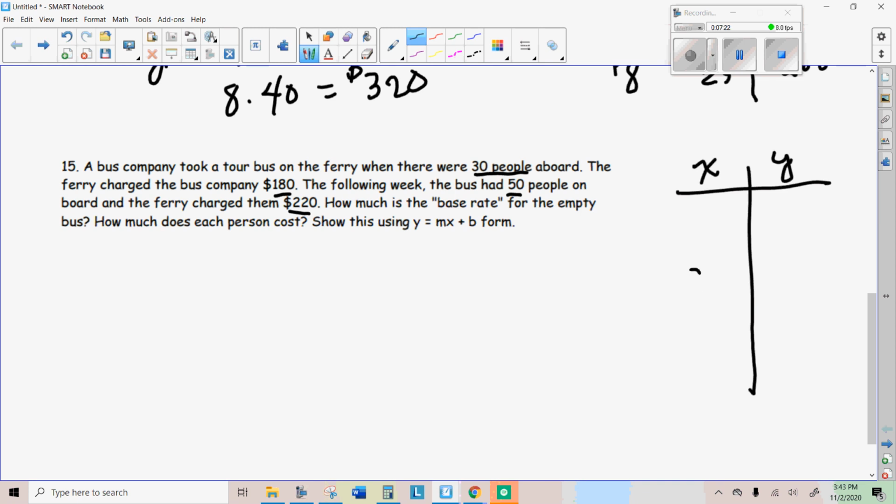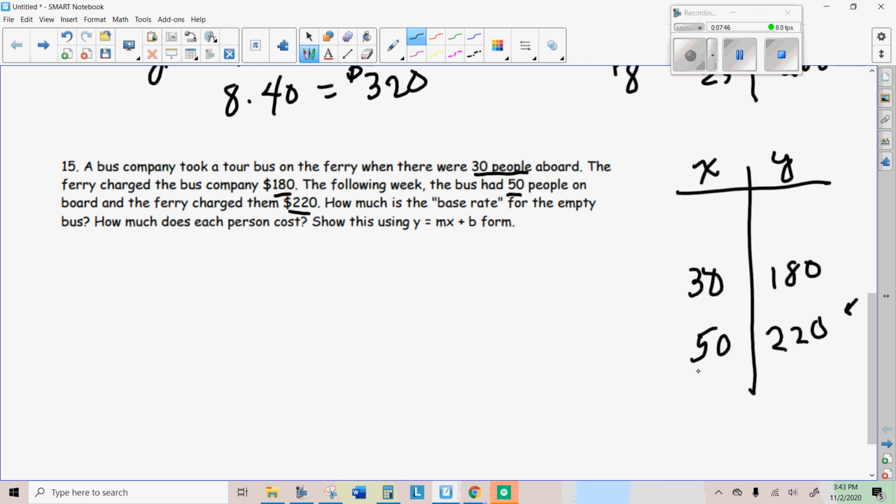So let's just set this up. We know that 30 people, the cost was $180. Now if you divide that, it seems like it's $6 per person. Let's see if that holds out. 50 people is $220. Well, 50 times 6 is 300, so that doesn't hold out, so that means we're dealing with a linear but not a direct variation.